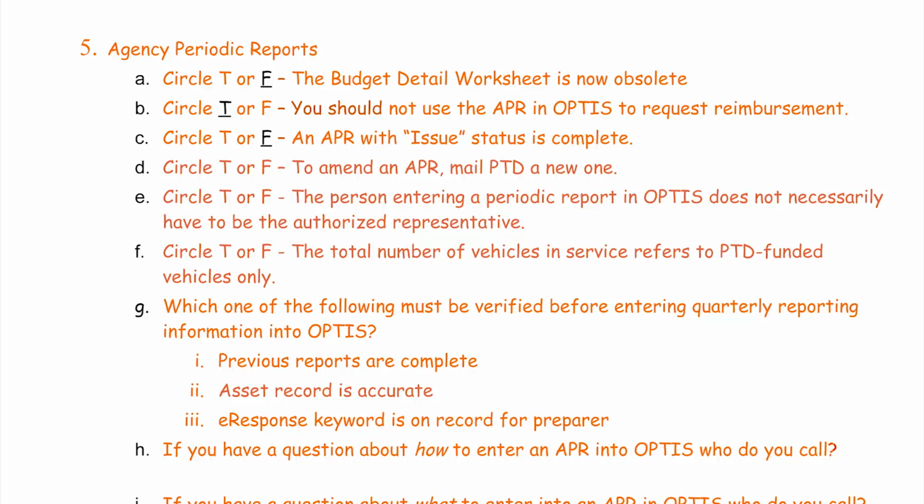5E, true or false, oh, sorry, 5D. To amend an agency periodic report, you should just mail us a new one. False. You need to contact us so that we can reopen it and send it back to you and you can work on it.